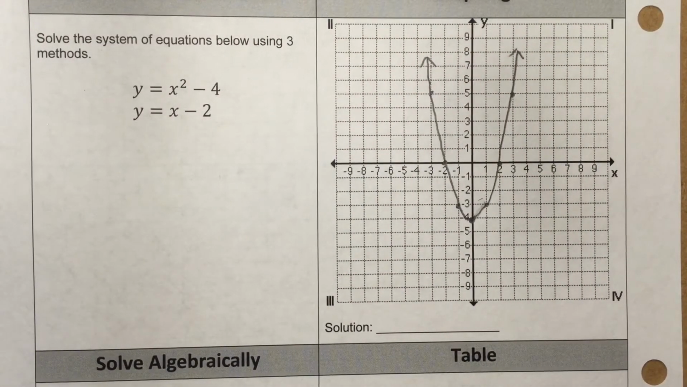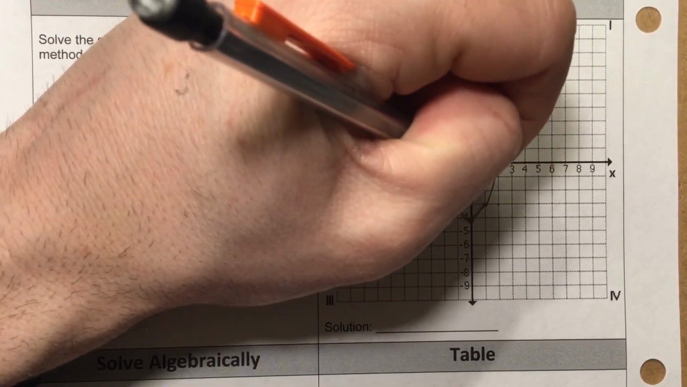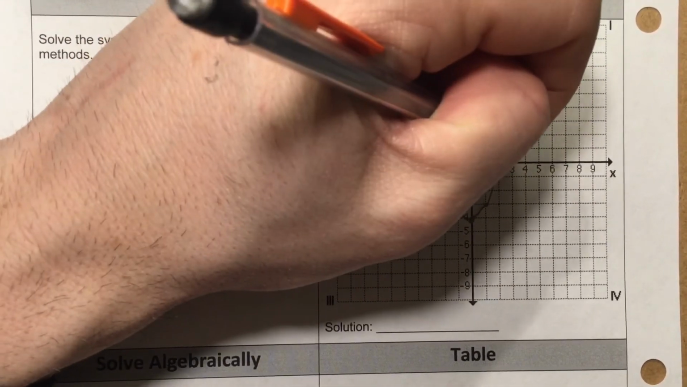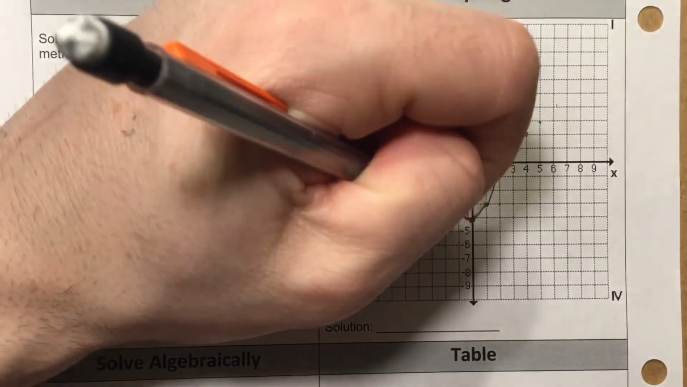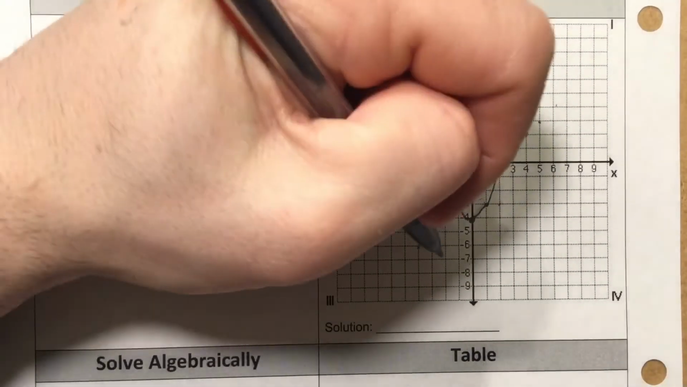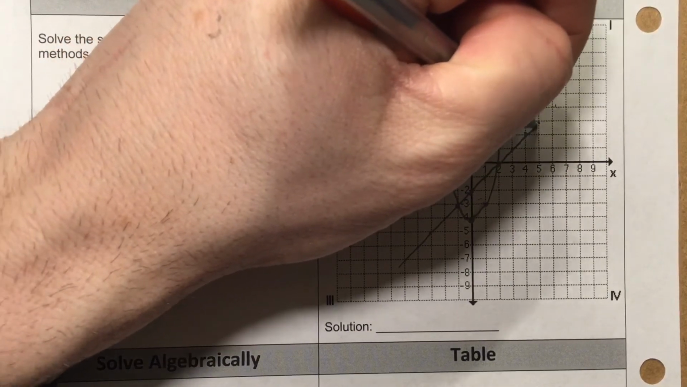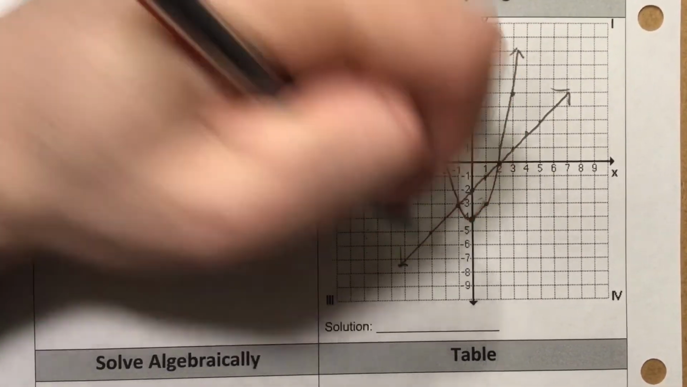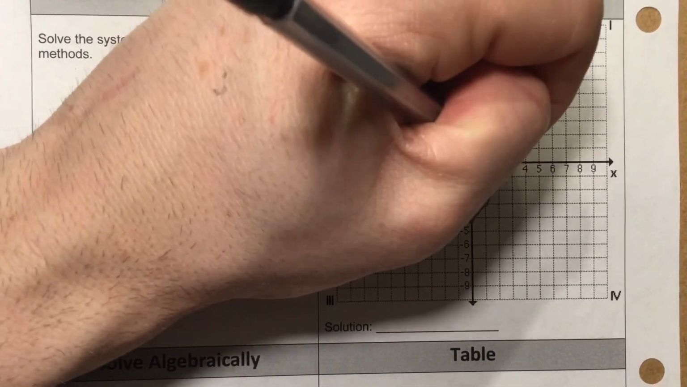And then we have our line, y equals x minus 2. So this is starting at -2, going up 1 and right 1. And then I'm also going to go left 1 and down 1. Again, remember we're looking for the intersection point. So intersection here and here.